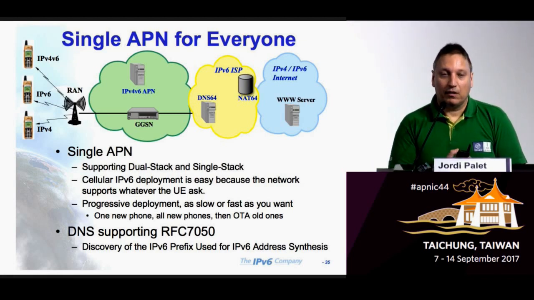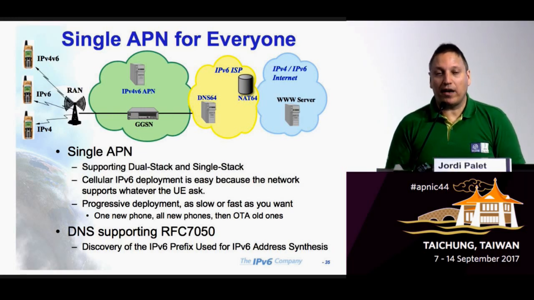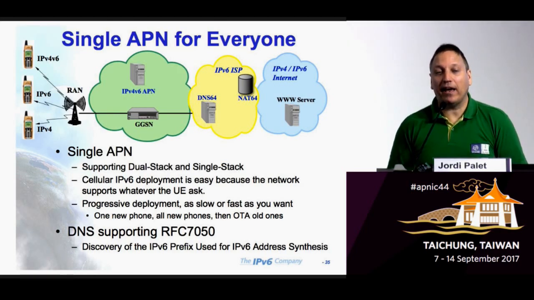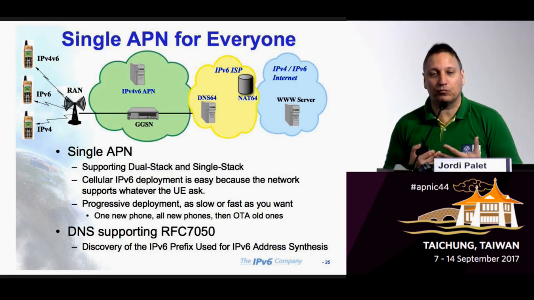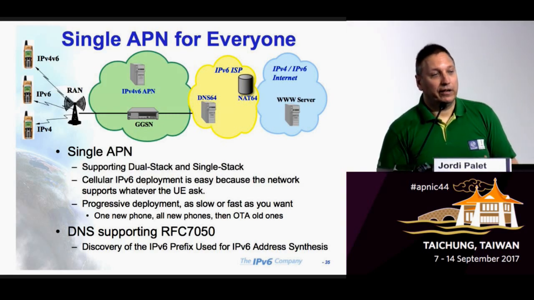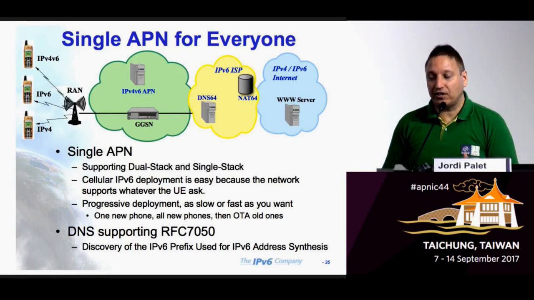So the cellular IPv6 deployment can be done in such a way that the terminal is responsible to say what it needs. So you don't actually need to configure different kinds of terminals in different ways. The APN will respond to each terminal depending on what the terminal is requesting. So it's totally automated, okay? That means it facilitates a progressive deployment.